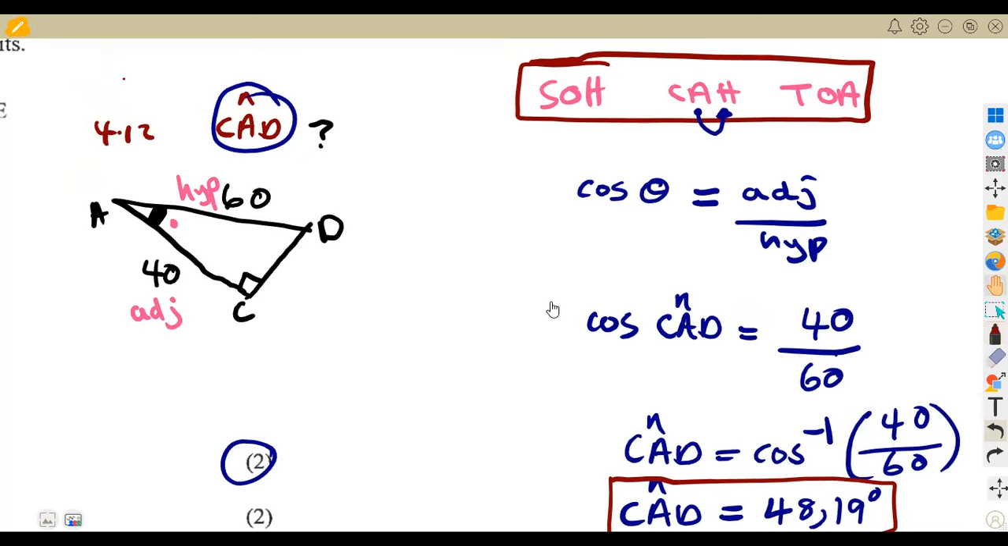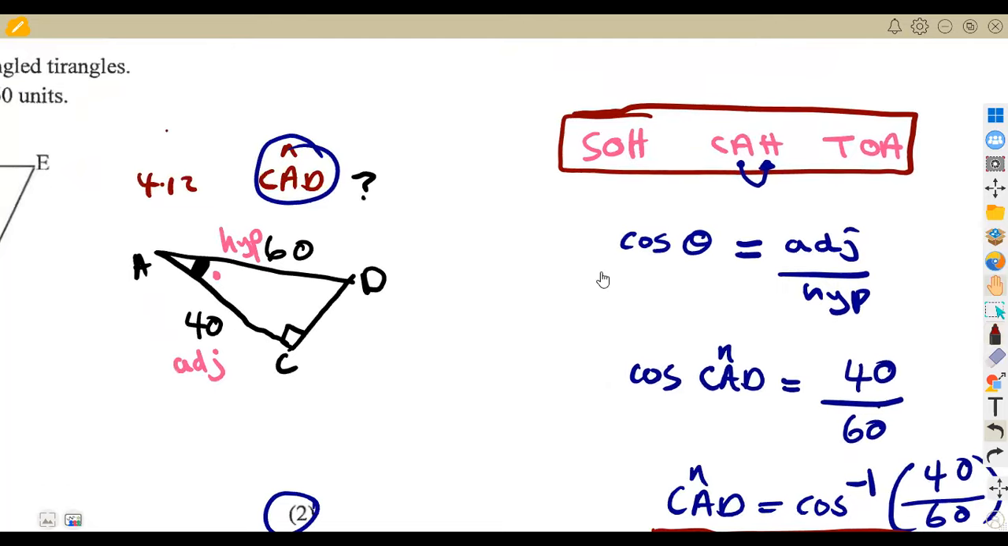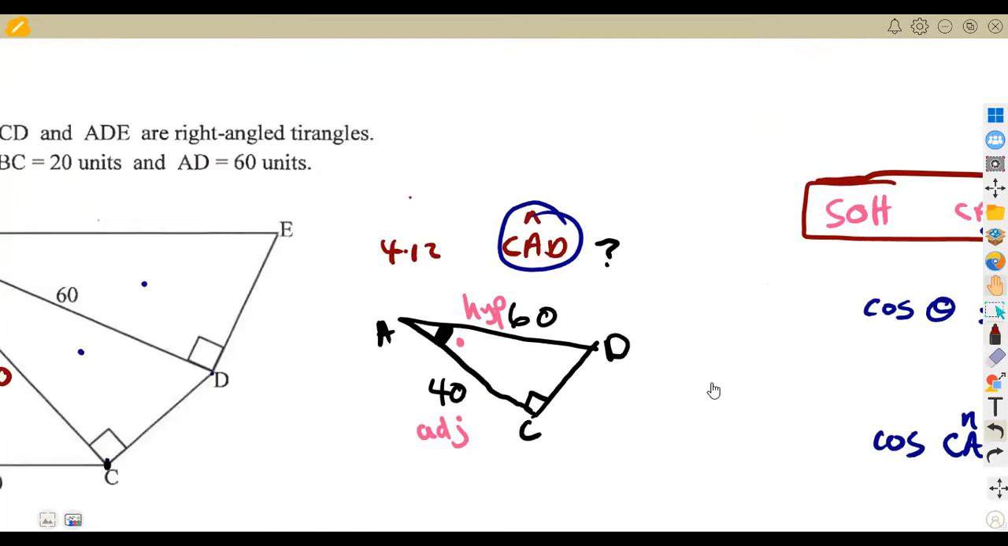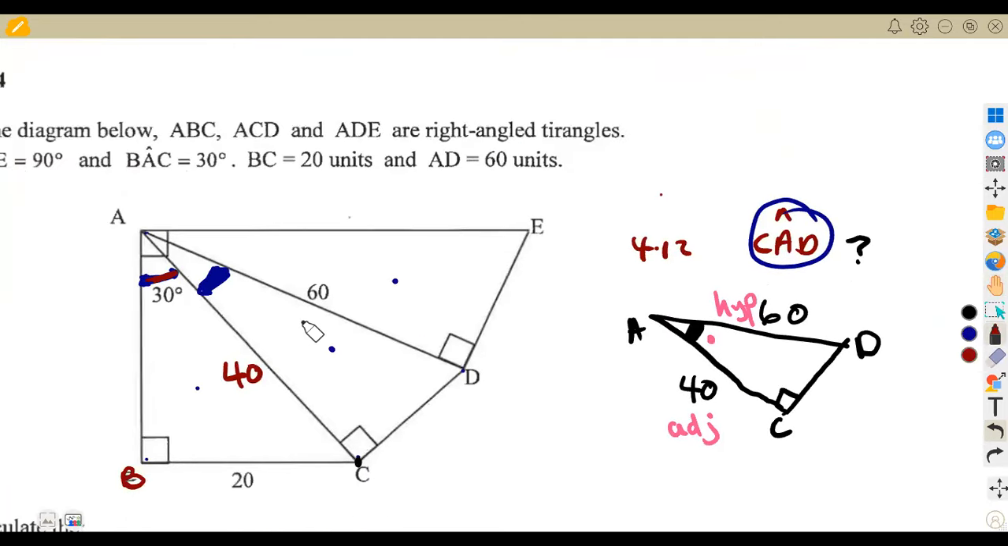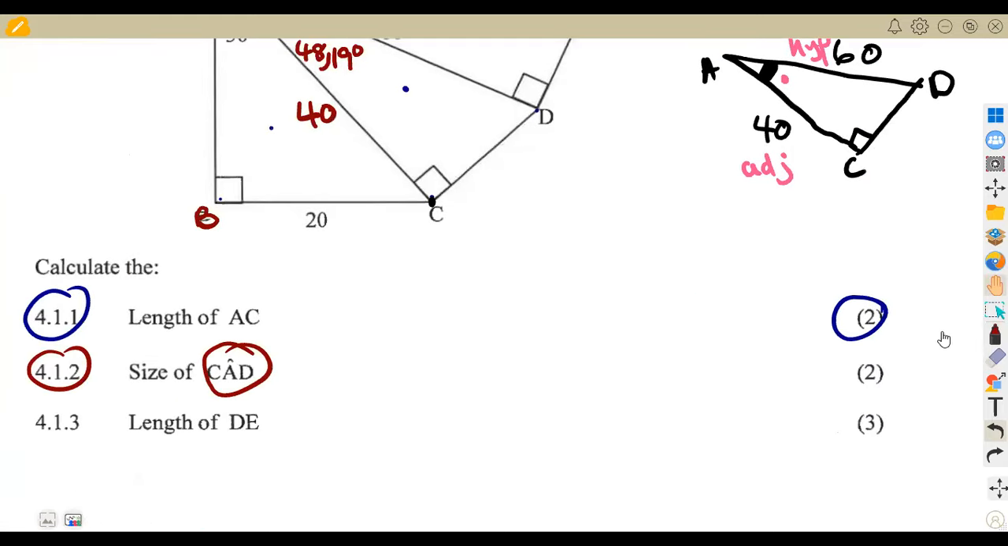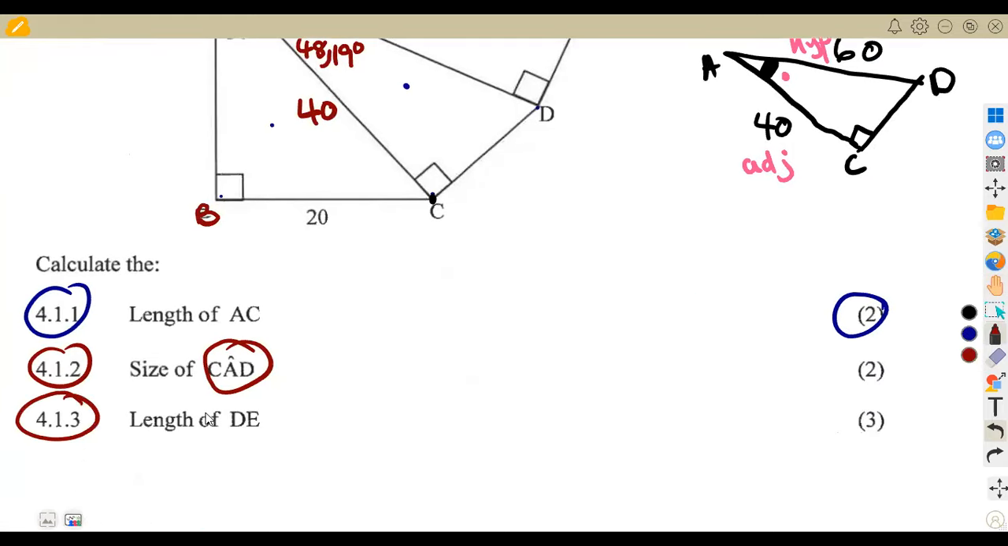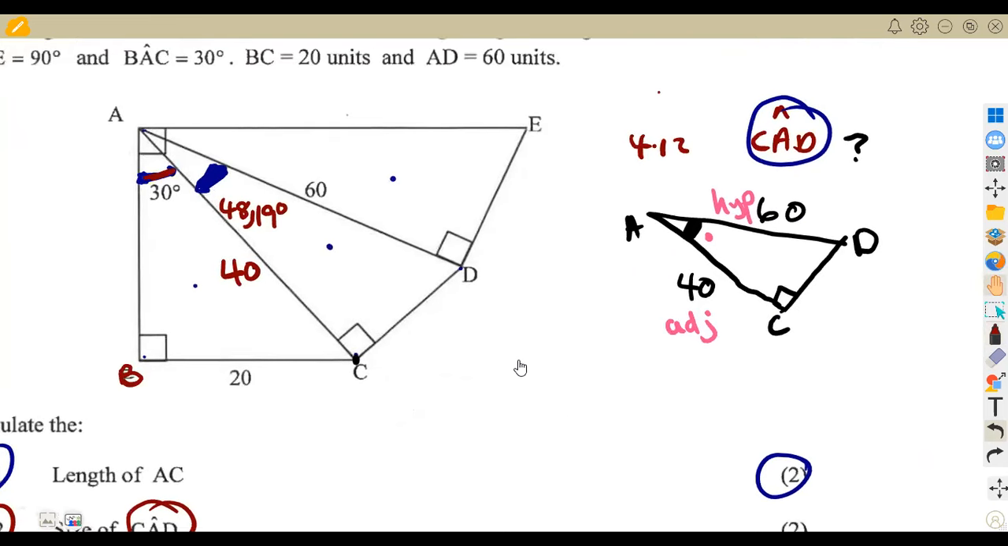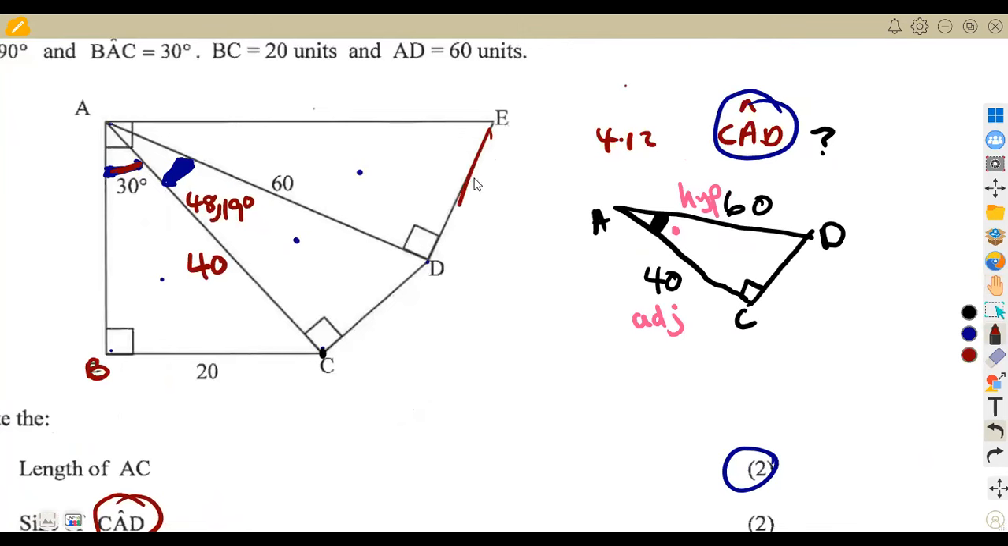All right, so we've got angle CAD. Let us just substitute 48,19. CAD here, so we got this angle 48,19 degrees. All right, let us move on to the other question. Now we are given to calculate the length of DE. All right, 3 marks for that. The length of DE, that is this one, the length of DE here.